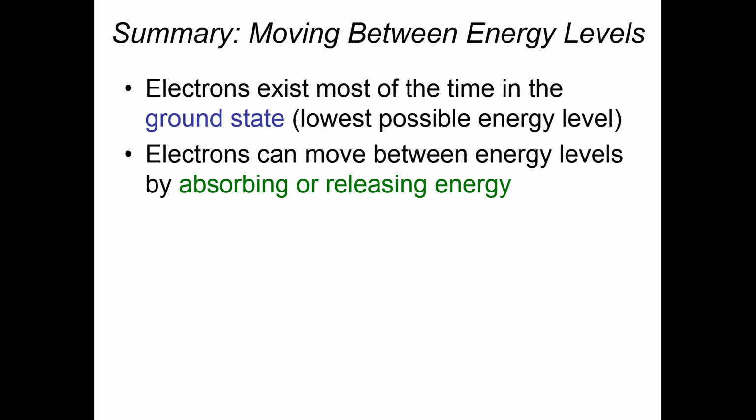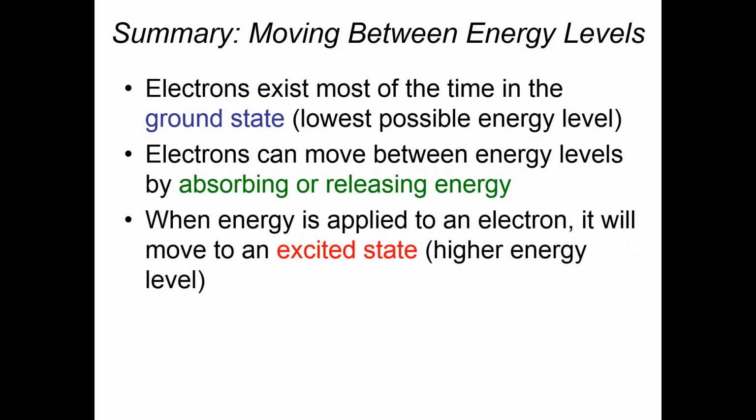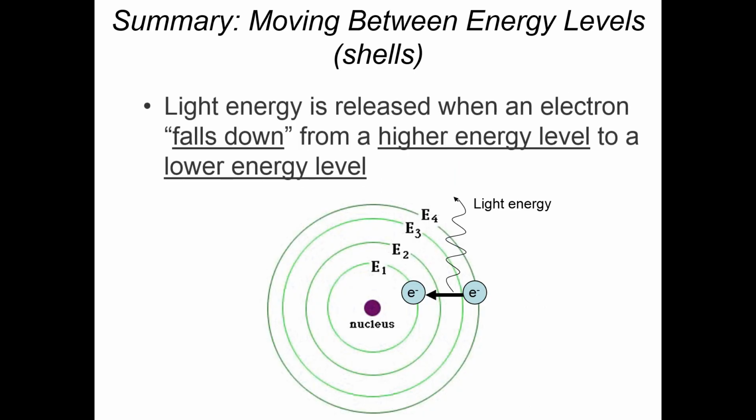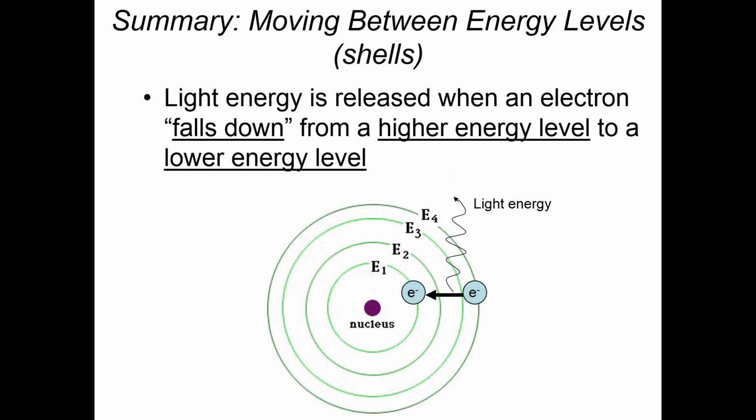But the electrons can move between energy levels, between shells, by either absorbing or releasing energy. And when you apply energy to an electron by heating it or running electric current through it, the electrons will move into an excited state. That's the higher energy level. But that is unstable, so light energy is going to be released when those electrons in the excited state fall back down to the lower energy level, to those shells closer to the nucleus.